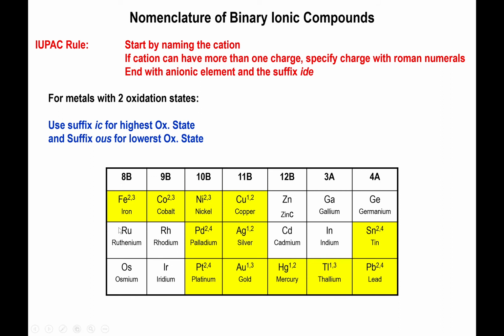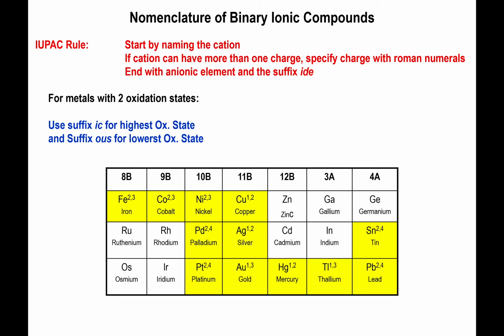Now, specifically, the elements that I'm highlighting here in yellow are the ones that have dual charges. Iron, cobalt, nickel: 2 plus, 3 plus. Copper, mercury: 1 plus, 2 plus. Palladium, platinum, tin, and lead: 2 plus and 4 plus, and gold: 1 plus and 3 plus. Silver, I just want you to forget about the 2 plus. It does exist, but it's very rarely encountered. So for all intents and purposes, silver only has the +1 charge.